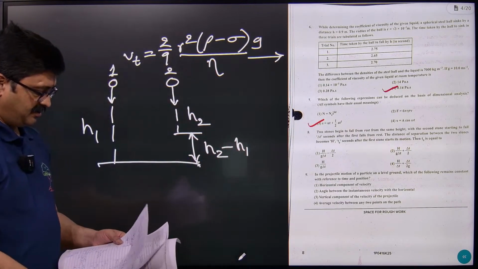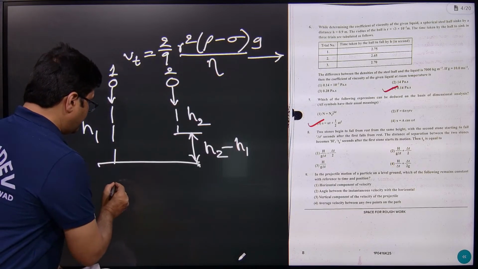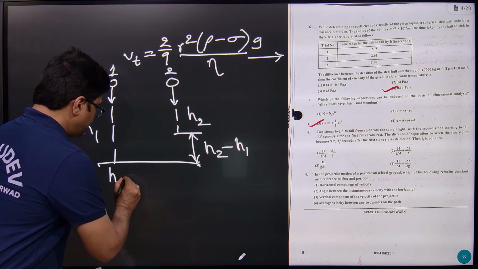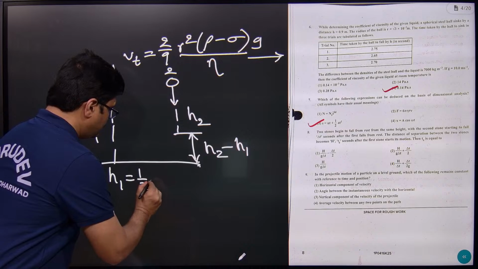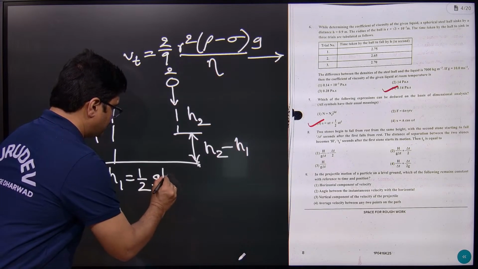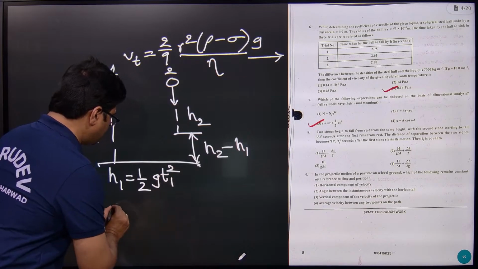Then we know that h1 is equal to half g t1 square, and h2 is equal to what?